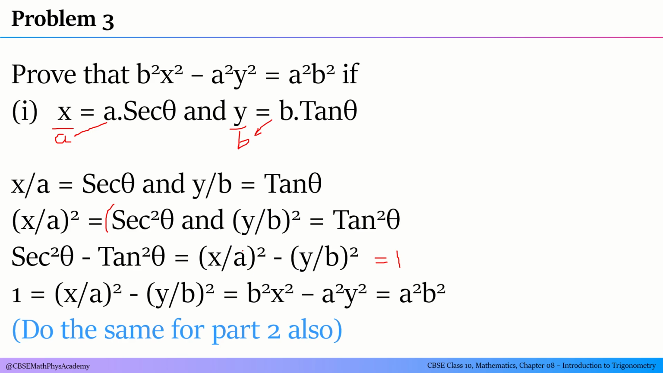Now I take the denominators and add both these fractional terms. When you add it, in the denominator you have a square b square, and on the numerator you find b square x square minus a square y square. So thus you prove this equation whatever they have given. You can similarly solve the second part of the equation as well.